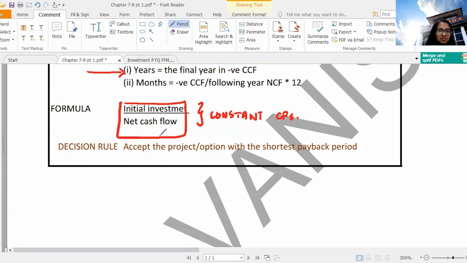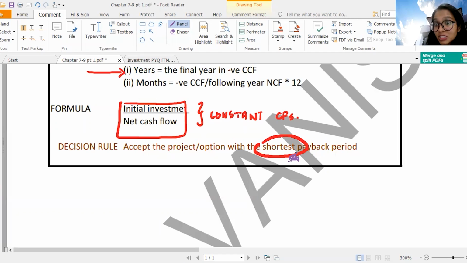So if you look at this slide, you would see here, what is the decision rule? The decision rule is to accept the project or the option with the shortest payback period. So the logic is that you want to receive your money back faster than you expected, all right? So you want to choose the option that pays back much faster.